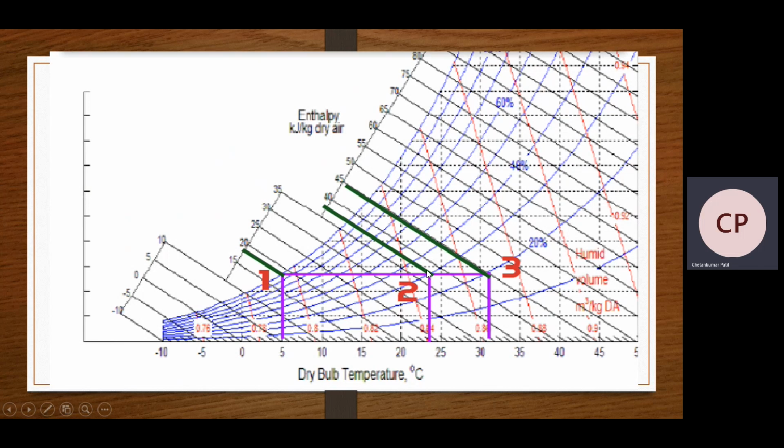Then what is the enthalpy at point 2? From this point 2, here is the enthalpy line that I have shown with this green line. Then H2 is equal to 38 kilojoule per kilogram of dry air. Then what about point 3? So here is point 3, that is H3 is equal to 44.8 kilojoule per kilogram of dry air.